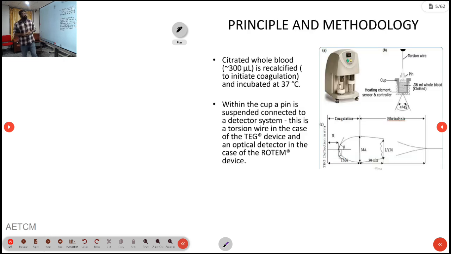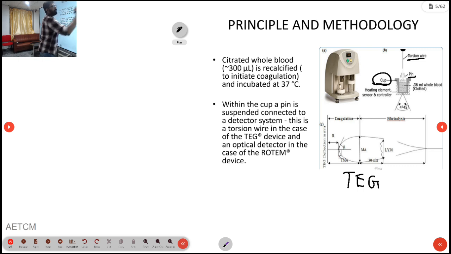So, the principle and methodology. Usually this is the diagram of a TEG. This is a thromboelastogram. This device mainly contains a torsion wire, a cup, and a pin, and these are the three main components involved. Initially, in thromboelastogram, it is the cup that rotates. That is the main point in thromboelastogram.